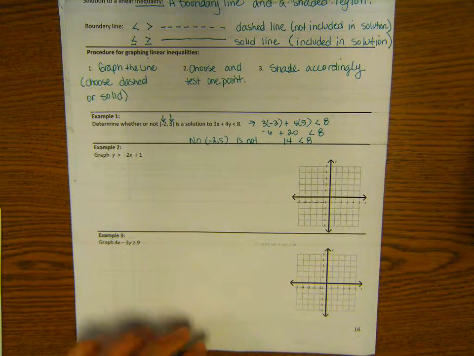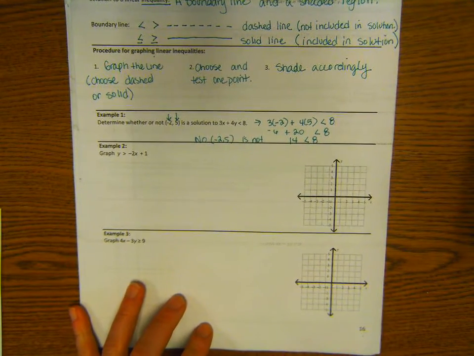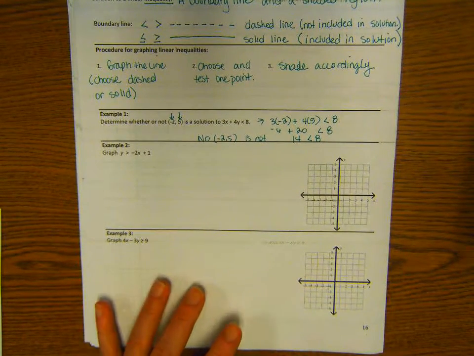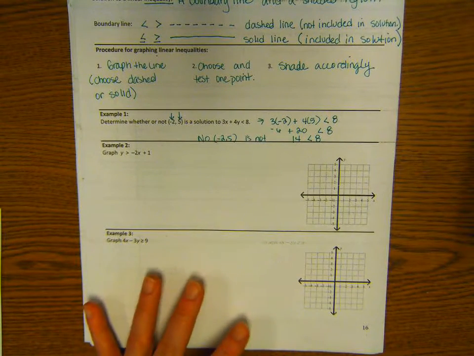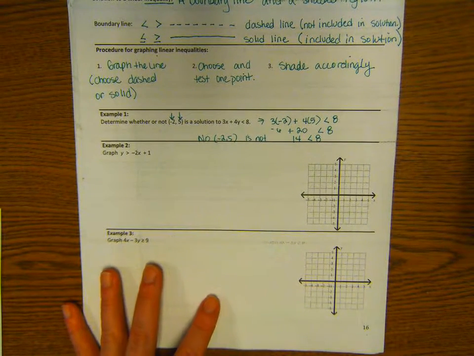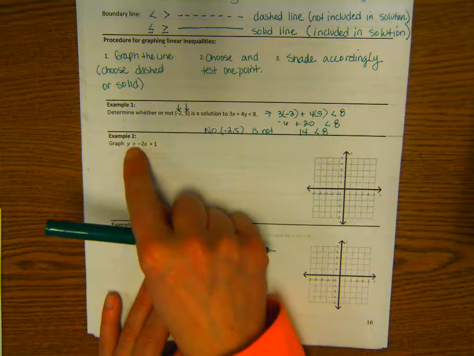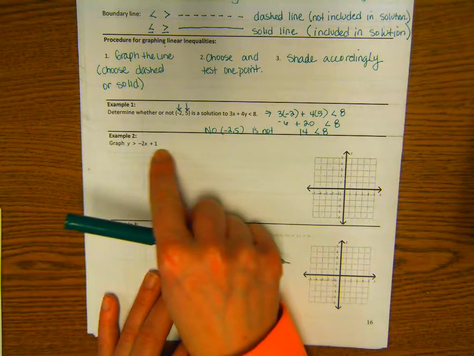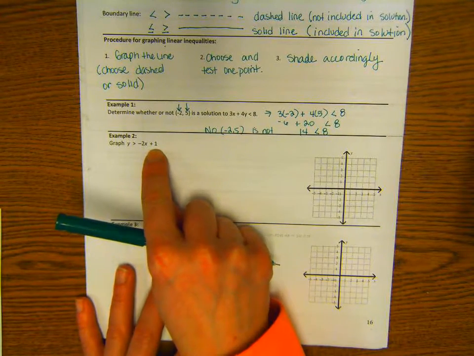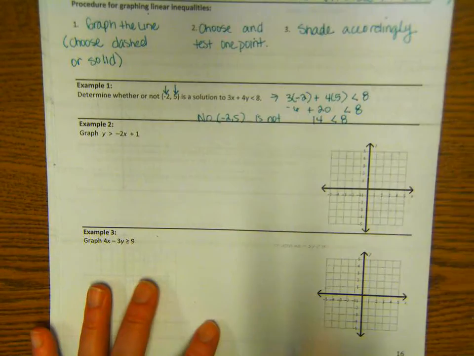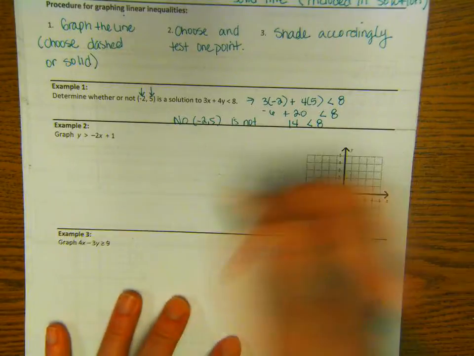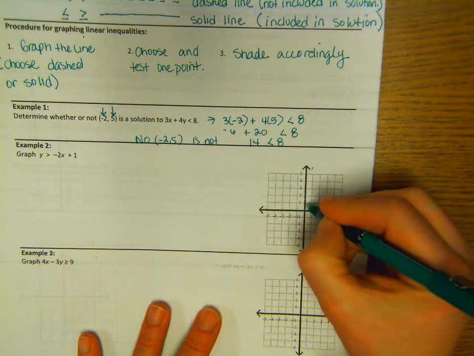So that's kind of how a test point works, and if we can, we often pick some easier numbers to work with for the test point. So let's take a look at something that is in slope-intercept form: y is greater than negative 2x plus 1. I'm going to go ahead and graph this like I normally would. It's a boundary line, and I'm going to put the y-intercept of 1 on the graph.